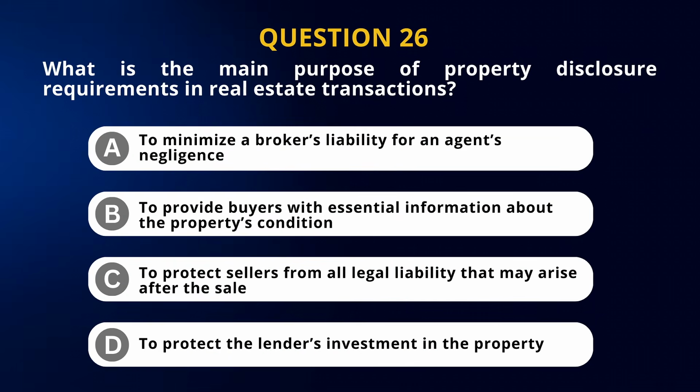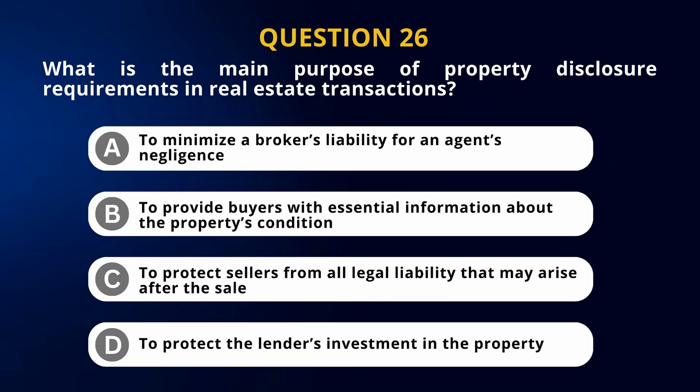Question number 26. What is the main purpose of property disclosure requirements in real estate transactions? Letter A. To minimize a broker's liability for agent's negligence. Letter B. To provide buyers with essential information about the property's condition. Letter C. To protect sellers from all legal liability that may arise after the sale. Letter D. To protect the lender's investment in the property.